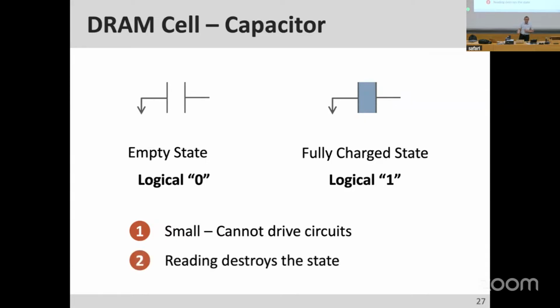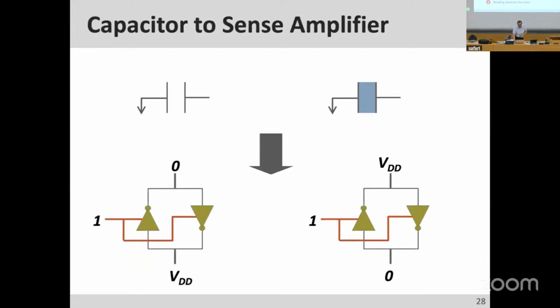And when you read this, actually reading destroys the state also, because when you sense, when you read the charge over there, you're actually taking the charge out. So you need to replenish the charge. Whenever you read DRAM, you need to put the charge back in if you want to keep the state that you read. Okay, so this is how we are going to sense the cell.